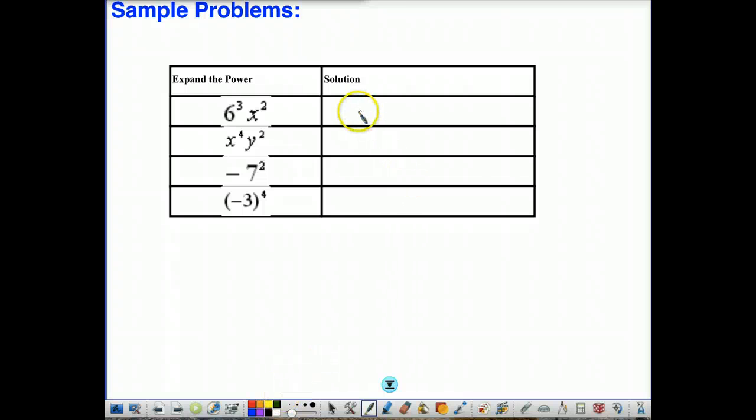Let's do a few more sample problems. Let's go the other way. So now we're going to expand the power. We have 6 to the 3rd times x squared. Well, based on the last problem, we know that then we have 3 6's. So we have 6 times 6 times 6 times 2 x's, x times x. Okay, and that's as simple as that. We're expanding it. In the next example, we have 4 x's. That's 4, so we would write x 4 times. And it looks like we have 2 y's, so you would write y twice.